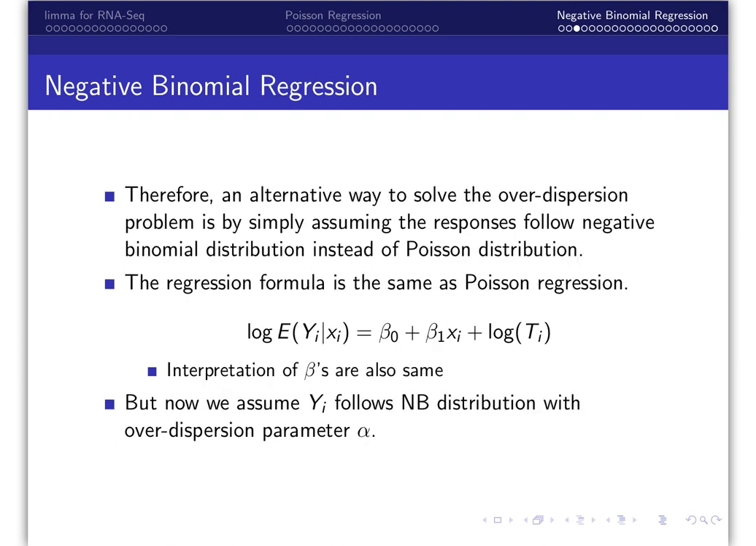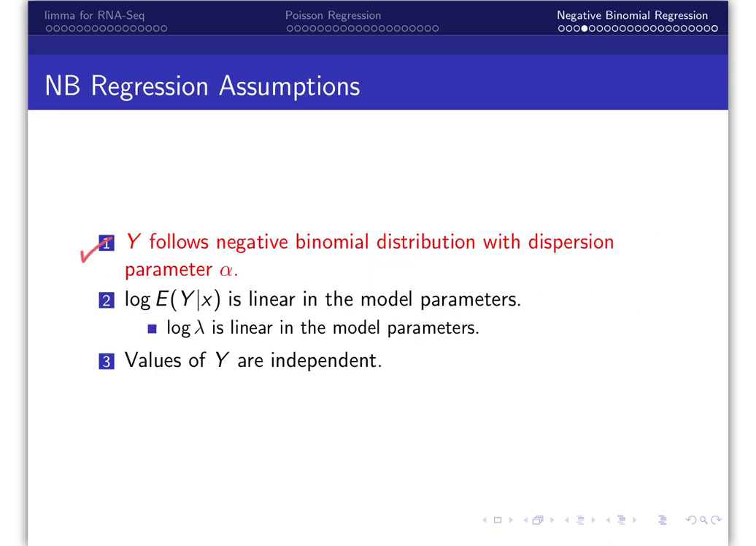We will fit a negative binomial model where the regression formula looks essentially the same as the Poisson model. The interpretation of the model parameters is the same as in Poisson regression. The difference is, instead of assuming Poisson, here we assume that Y follows a negative binomial distribution. So we have this extra over-dispersion parameter alpha. The only assumption that changes is that Y follows a negative binomial distribution with over-dispersion parameter alpha. Otherwise, we still assume that the log of the expected value of Y given X is a linear function of our predictors and that the values of Y are independent.